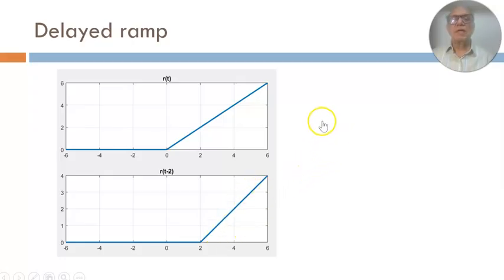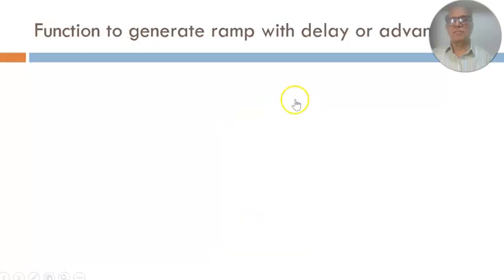Okay. So how do you write the function to generate the delayed ramp? What you can do is initially put all the output values to 0 and then locate where your D is, whether it is a delay or advance, and once that D is located, then you write the equation for the straight line. So it could be advance or it could be delay.